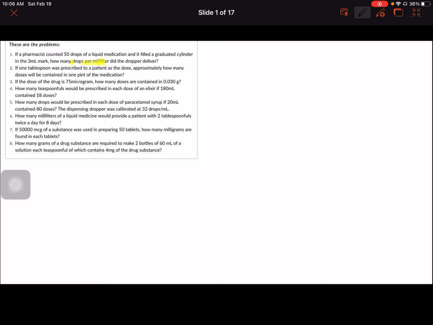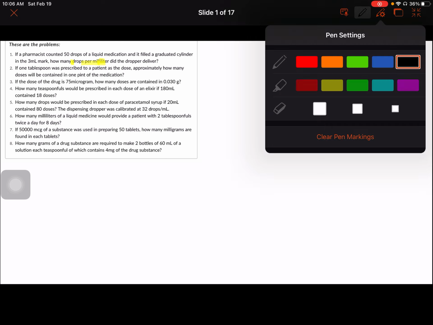In answering such a question, the first thing to identify is what is being asked. It is important to determine this first so that you will know what your desired unit will be at the end of your solution. In number 1, the unit being asked is drops per ml. So in making a solution, you make sure that you come up with these remaining units: drops on top, ml at the bottom.